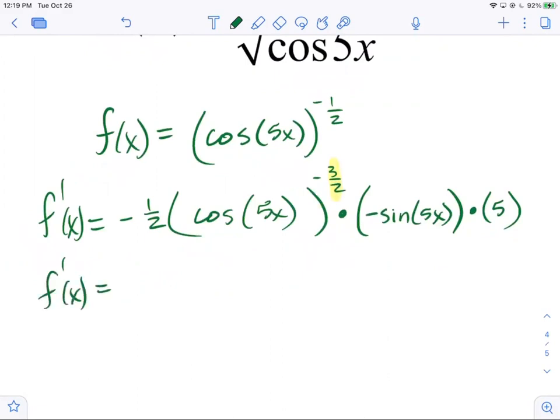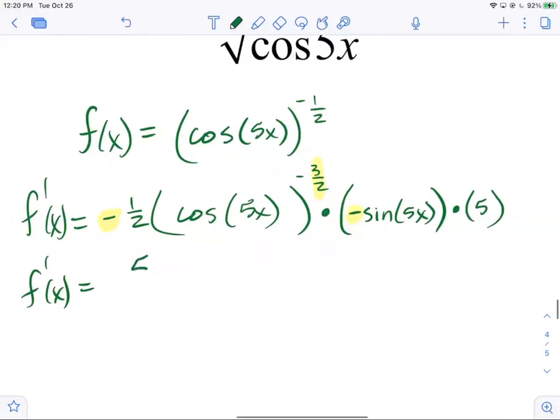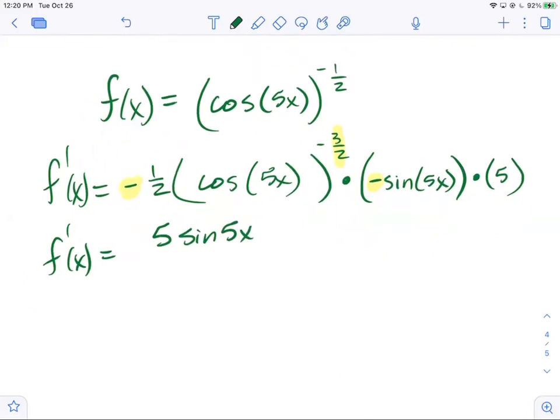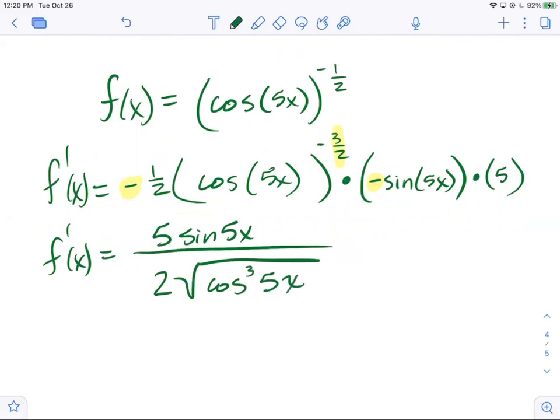So let's see what we got here. Hey, look, a negative times a negative, that's a positive. I like that. In the numerator, I'm going to have a 5 times sine of 5x, no longer needing the parentheses. And in the denominator, I'm going to have a 2, and then I'm going to put it back under a square root, and it's going to be cosine cubed, which I can then write in condensed format once again. So there it is.